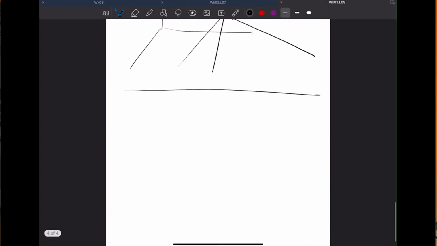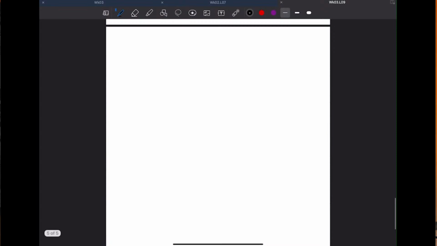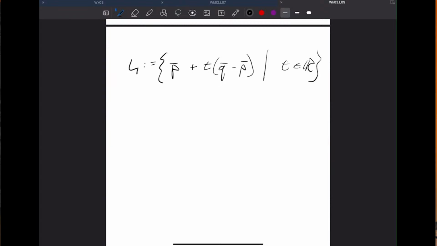Okay, so let us start with our solution. We've got L1, which is the line through P and Q. So L1 looks like this. It is the set of all points P plus t(Q minus P), where t is a real number, and L2 is all the points U plus s(V minus U), where s is a real number.